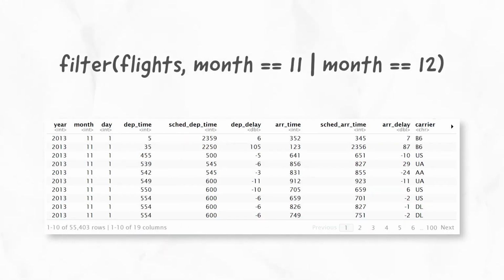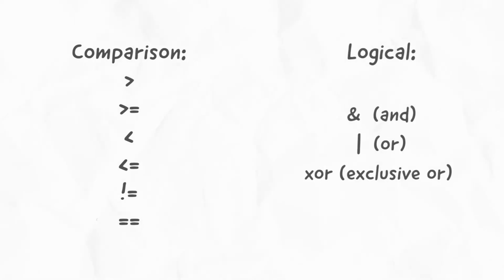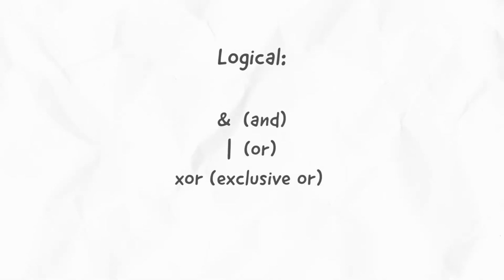Filter lets you filter rows based on a given condition. Like in this example, we are filtering the dataset for flights that occurred in November or December. Filter allows for the use of all of the following comparison operators, as well as all of the following logical operators. Take note that the logical AND uses a single ampersand, and the logical OR uses a single pipe, not double. I know that's gotten me more than once.